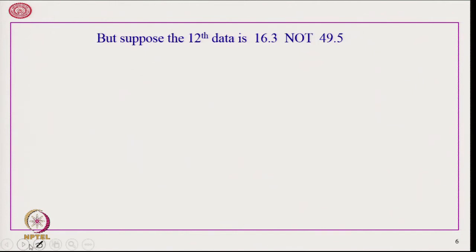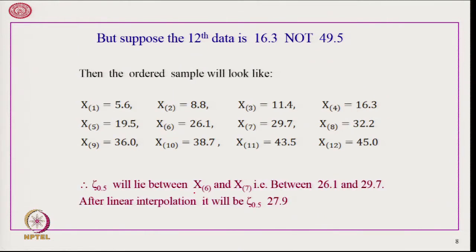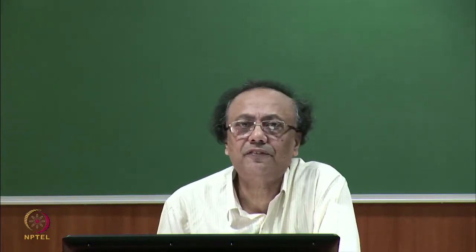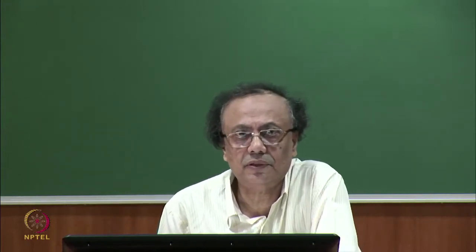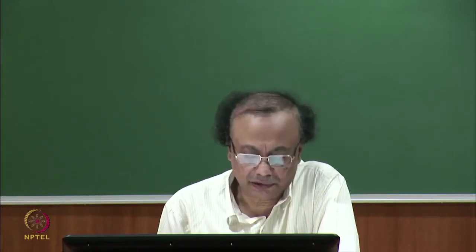Instead, if the new 12th data had been 16.3, then what would happen? Then we get the ordered sample like that. We can see that 16.3 is coming here, but in this case the median is going to be the arithmetic average of these two, which is 27.9. So, that is going to be the point estimate for the median. Therefore, we can see that a single observation may change the estimate of the central location of the distribution, which is true even for parametric inference, because in that case the sample mean is the estimate for population mean, and therefore, one single value can change the estimate of the central location.